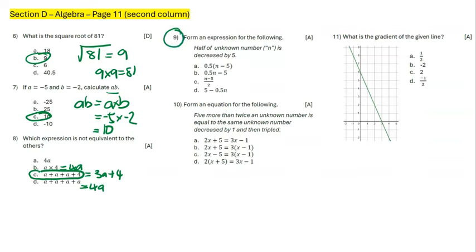The next one here, number 9, form an expression for the following. So half an unknown number is decreased by 5. So I suppose the first thing to deal with is, the first thing from the question is half of an unknown number. So that could be a few things. It could be 1/2 of n. It could be n over 2, that's also half, or it could be 0.5n. There's a few different ways we could have expressed a half. And straight away, that actually kind of gives us the answer, but we'll carry on a little bit more.